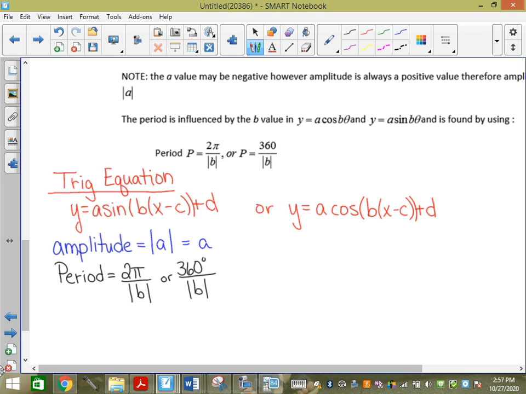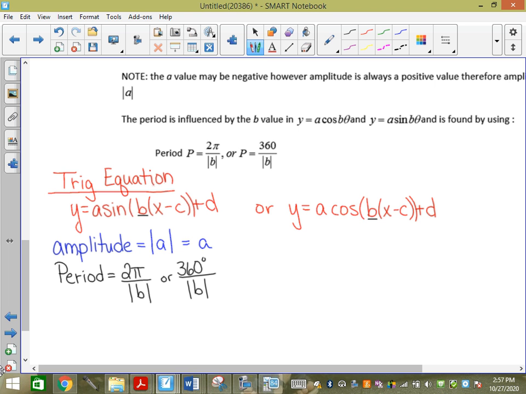What's the only thing that we talked about that would make my period go from 2 pi to pi, or 2 pi to 4 pi? The horizontal stretch factor, right? On these equations, what's the horizontal stretch factor letter? B. Why the heck are they dividing by b if the horizontal stretch factor multiplies? Because it's a reciprocal. Exactly.